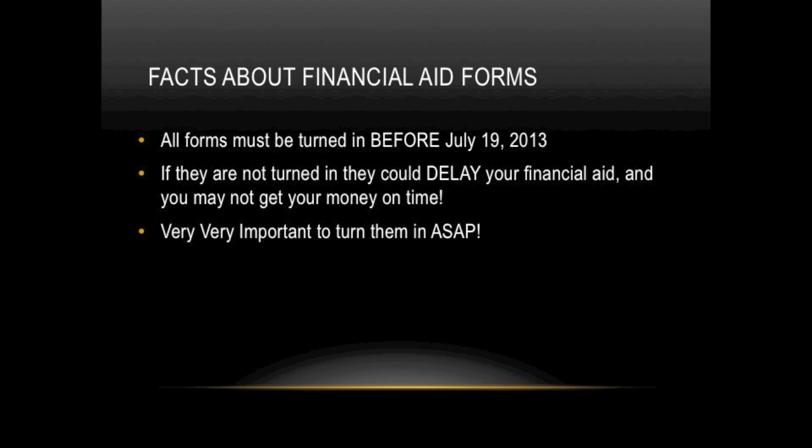First, I'd like to go over some general facts about the financial aid forms. All financial aid documentation has to be turned in by July 19, 2013. This is the priority deadline. If they are not turned in by this date, there could be a delay in your financial aid. That means that you may not get your money on time. That is why it's very important that you not only turn in all forms on time, but do them correctly in order to ensure you get your financial aid on time.